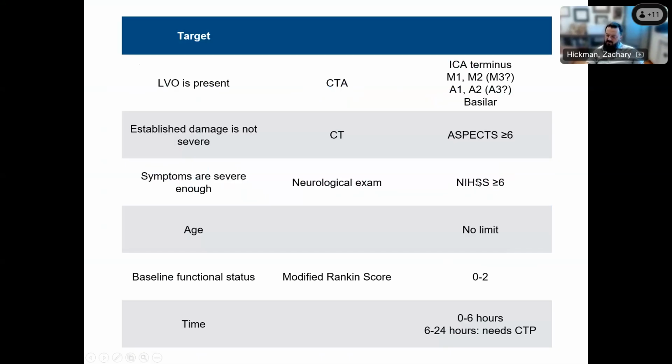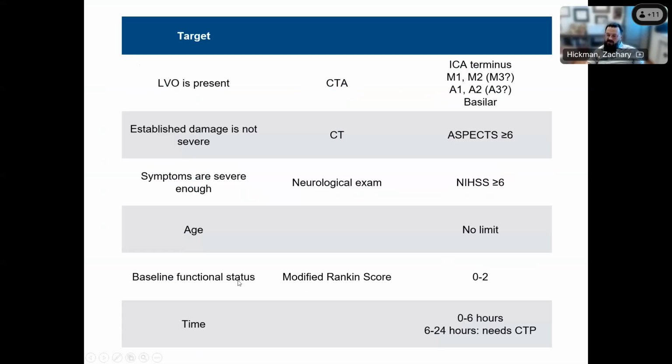So typically the cutoff they use right now is an NIH stroke scale of 6 or more to determine eligibility for thrombectomy. Importantly, there is no limit on age. If somebody came in theoretically at 110 years old, and they met all the other criteria, they would still take them for a thrombectomy. So age is not important in determining who is a candidate or not.